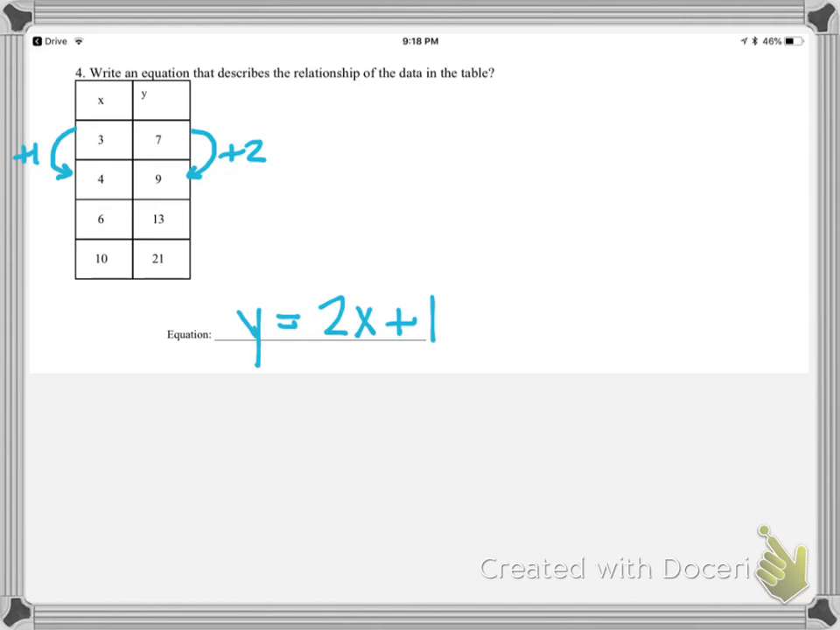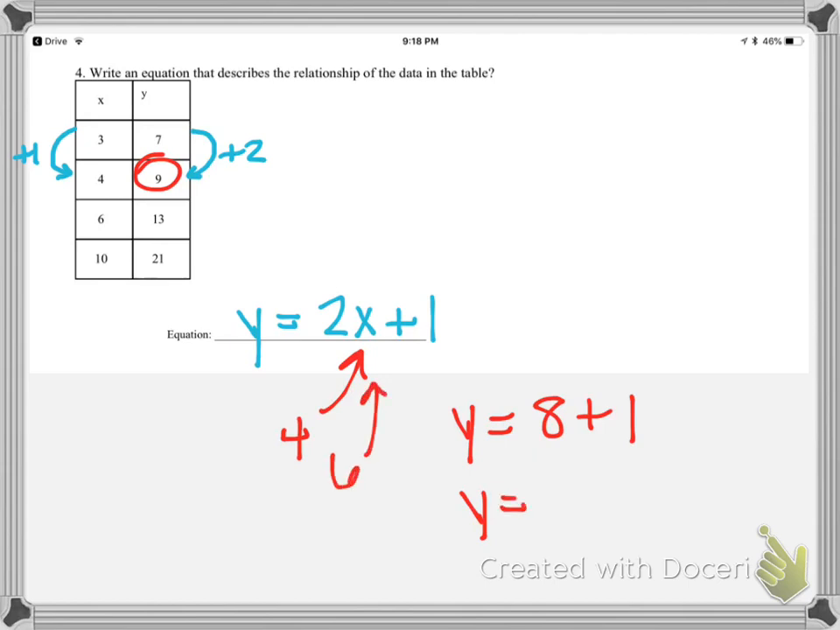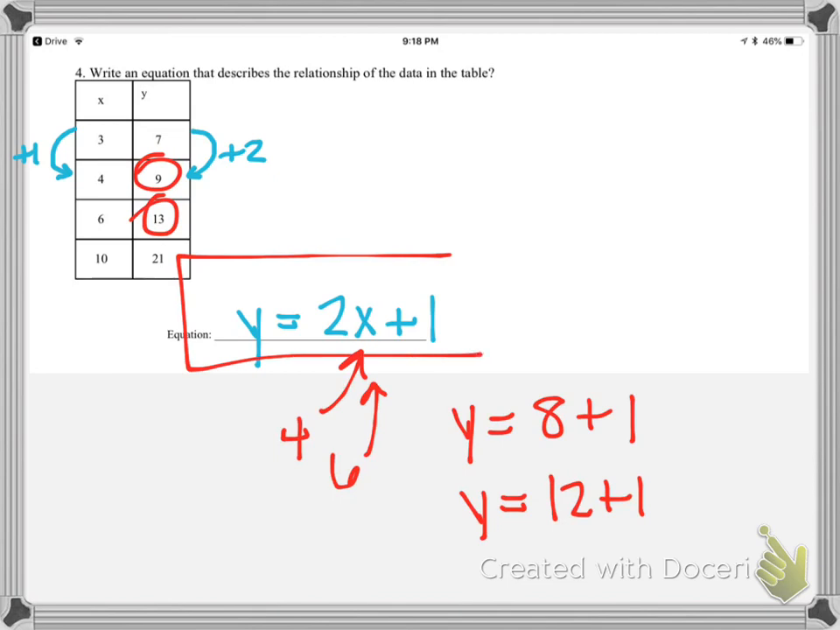And I would just have to check this to be sure. So if I put a 4 in for X, I would get Y equals 2 times 4 is 8 plus 1, which is 9, and that's what it's supposed to be. And if I try that again, let's say I put a 6 in for X, I would get Y equals 2 times 6 is 12 plus 1, which is 13, and that's what it's supposed to be. So this equation does work for my table.